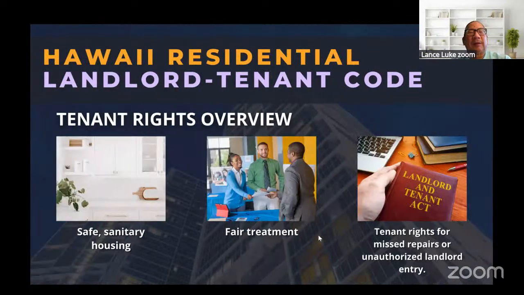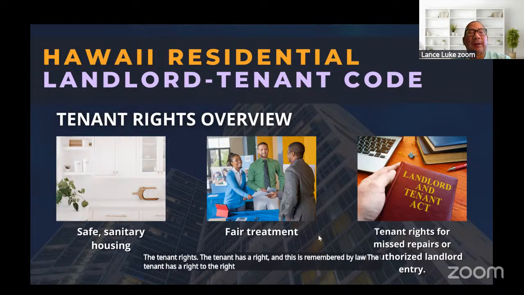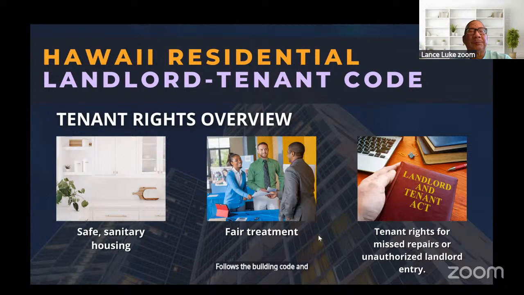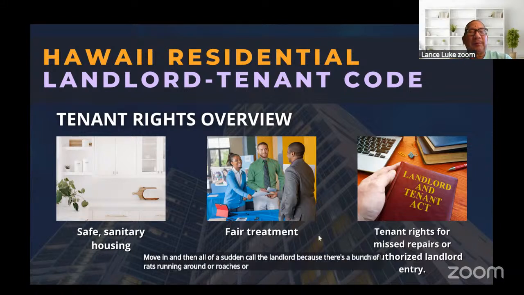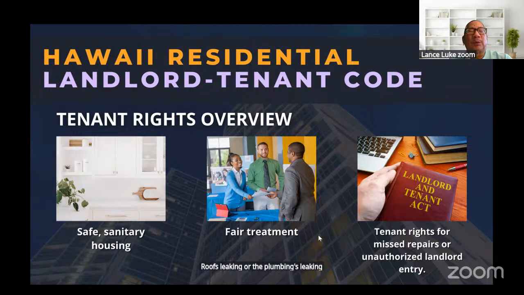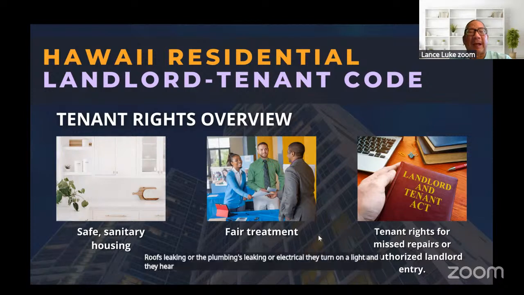The tenant rights, okay? The tenant has a right, and this is remembered by law. The tenant has a right to expect that whatever property is being rented to him or her or a family, that the place is safe, sanitary, and follows the building code and the health requirements. So a tenant cannot move in and then all of a sudden call the landlord because there's a bunch of rats running around or roaches or something's breaking, roof's leaking or the plumbing's leaking or electrical. They turn on a light and they hear this buzzing sound and the light's blinking off and on. These are things that the landlord's obligated to fix.